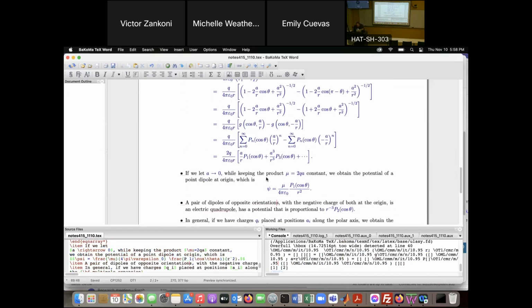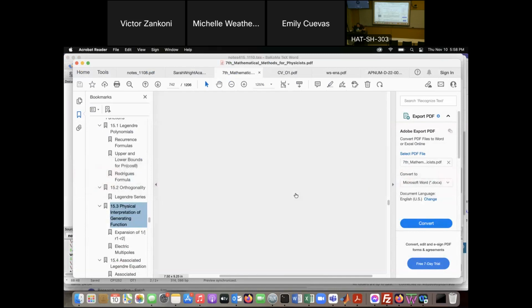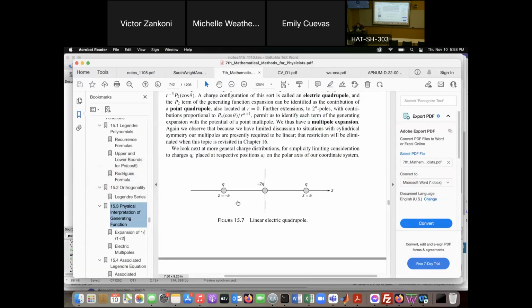So that's one situation we can have. Another possibility is suppose we have a pair of dipoles of opposite orientations, with a negative charge for both cases at the origin. And I have a picture for that. This situation is called a linear electric quadrupole. So I have Q and minus Q.